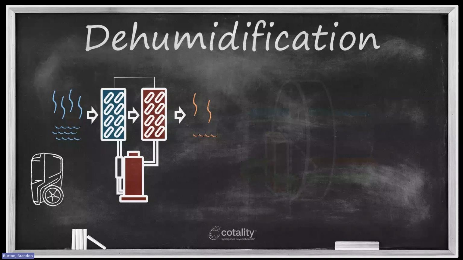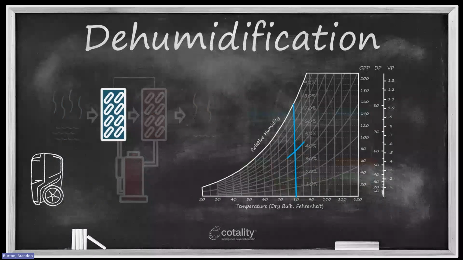Now, on the cold side, we bring air in from the drying environment and introduce that air to that cold coil. On my psychrometric chart, let's explore this by saying the air coming in from your drying environment is 80 degrees Fahrenheit at 50% relative humidity. That's what I have plotted here on my psychrometric chart.